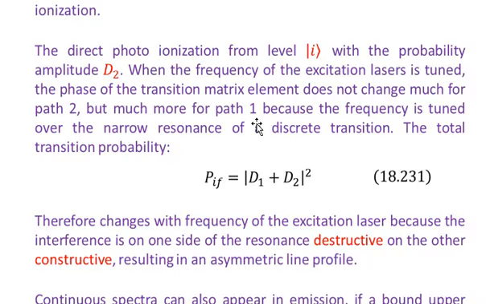That is, when we want to access path 1, where the upper level is a discrete level, the frequency is tuned over the narrow resonance of a discrete transition. So you see that in order to access the K state, laser tuning is required, and a very precise tuning wavelength is required to access such a level. The total transition probability of the system together, which is represented by PIF, is equal to the absolute square of D1 and D2.